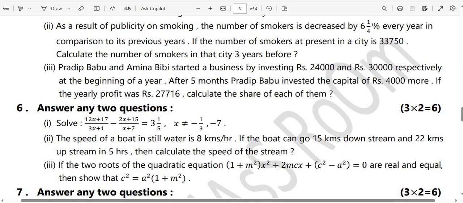Question number 2. The speed of a boat in still water is 8 km per hour. If the boat can go 15 km downstream and 22 km upstream in 5 hours, then calculate the speed of the stream.